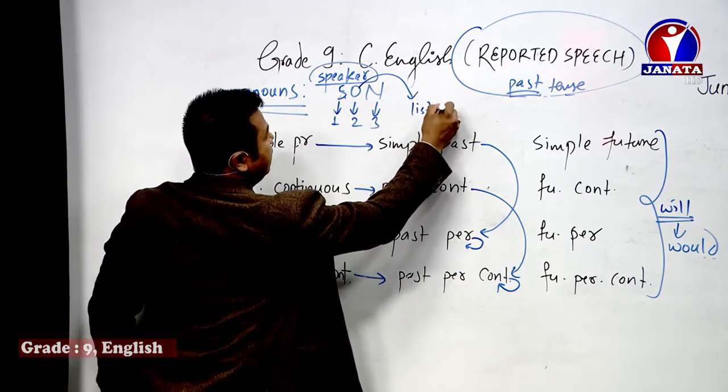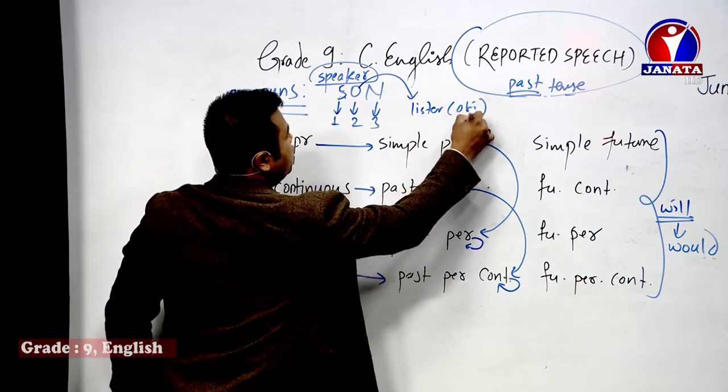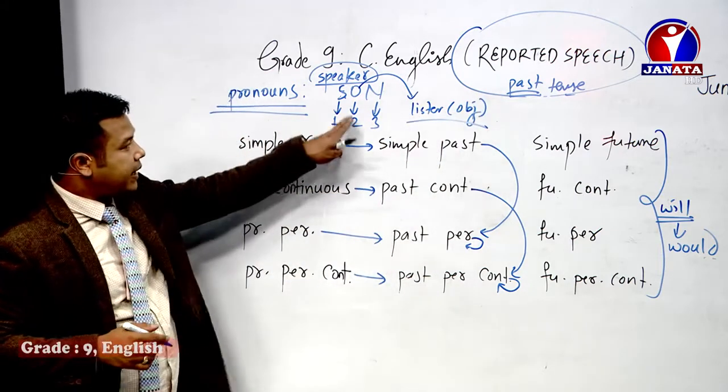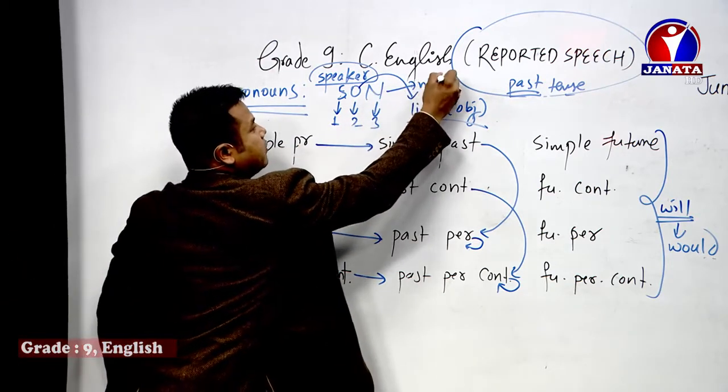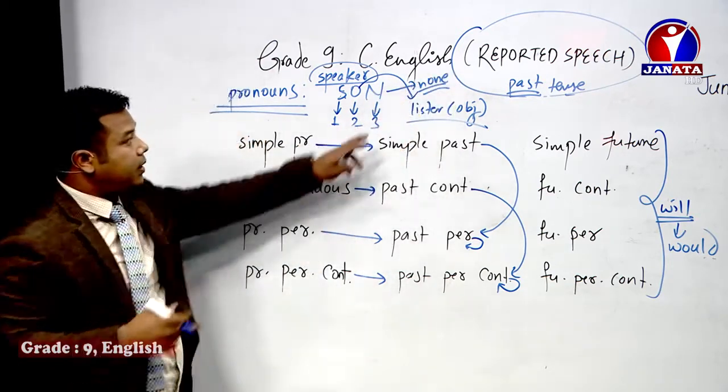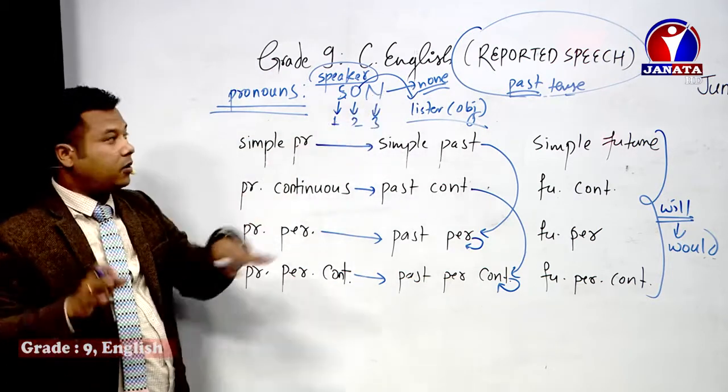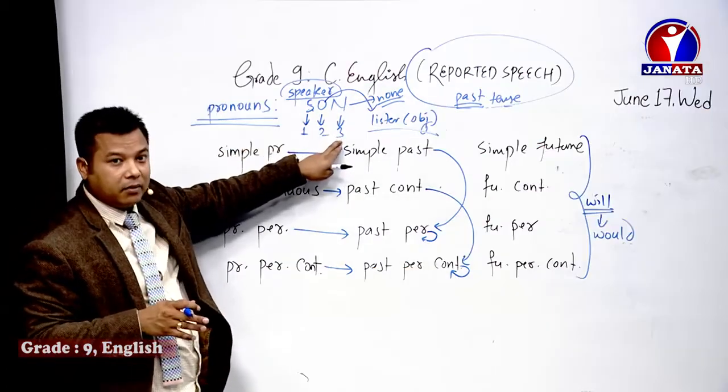This is a listener, and listener is also understood as object. See, this is second personal pronoun. N stands for none. This stands for none, all right? So none means you don't need to change, for third personal pronoun.